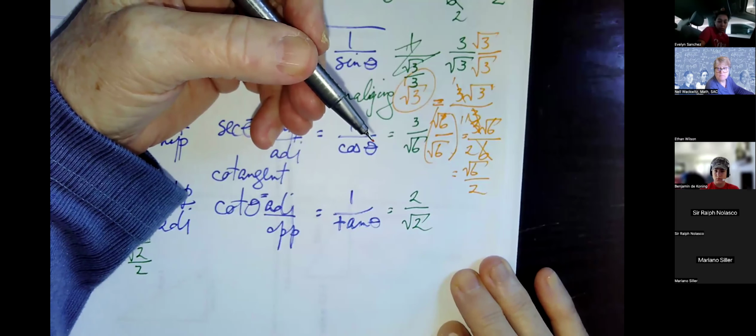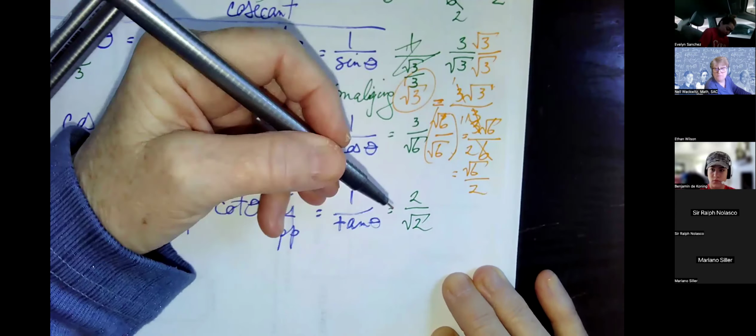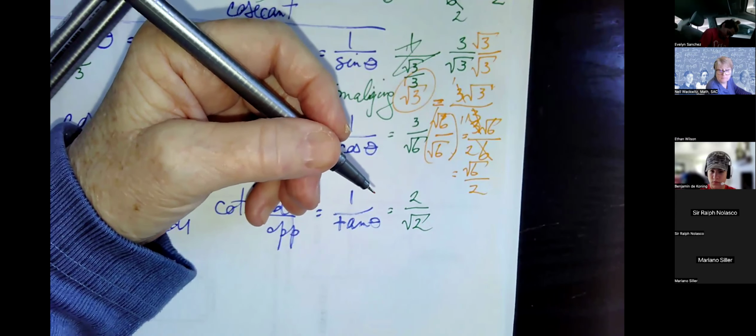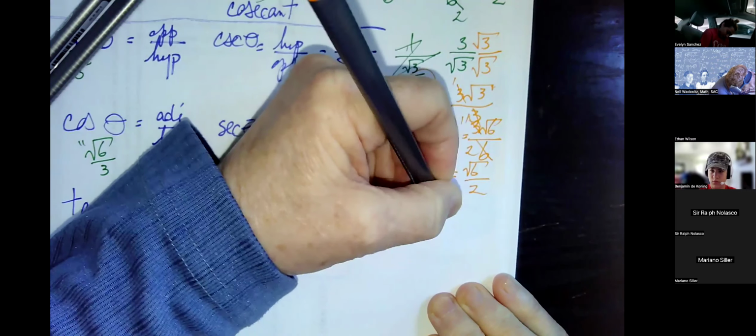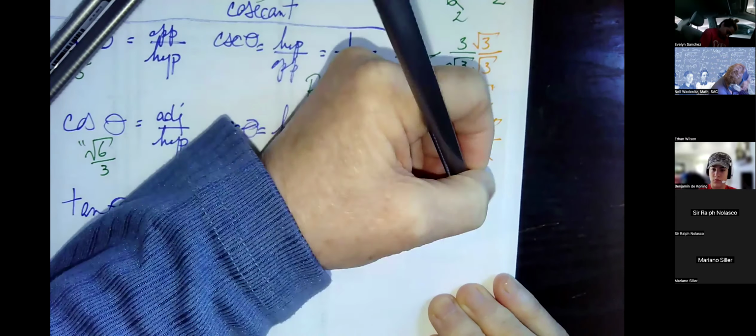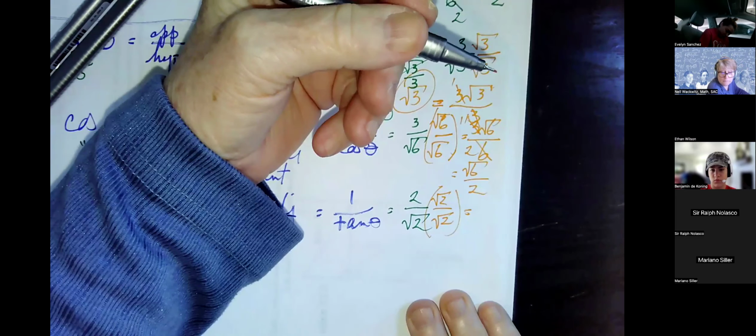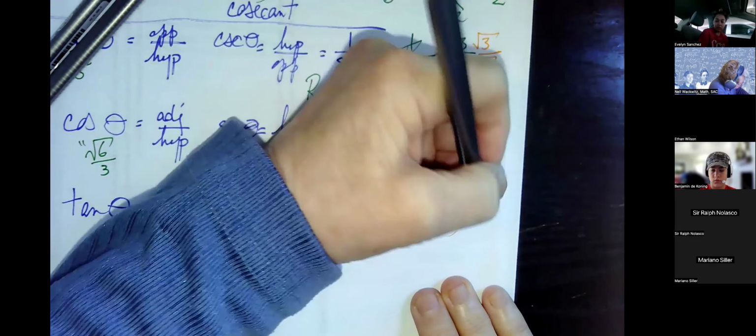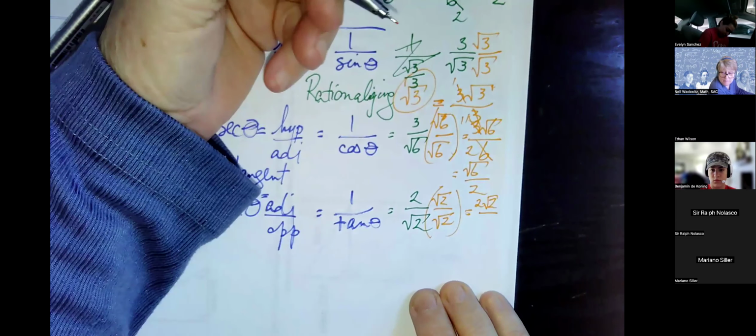You said this is 2 over the square root of 2. We're trying to rationalize this. Yes, multiplied by the square root of 2. So in the numerator, we have 2 times the square root of 2. Beautiful. And in the denominator, 2.